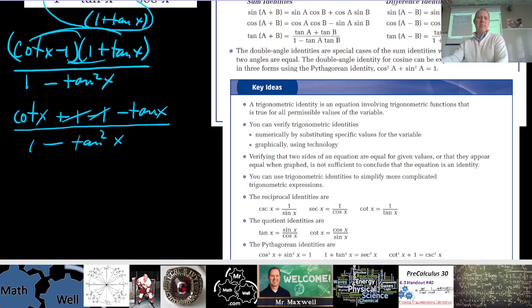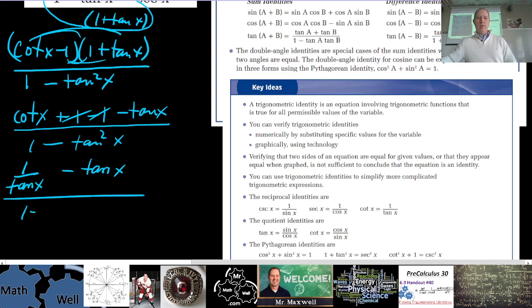I can't really combine those together yet, but I wonder if I should rewrite cotan as either 1 over tan or cos over sine. Now, 1 over tan seems to be pretty reasonable, so watch this. I'm going to go 1 over tan x minus tan x all over 1 minus tan squared x.